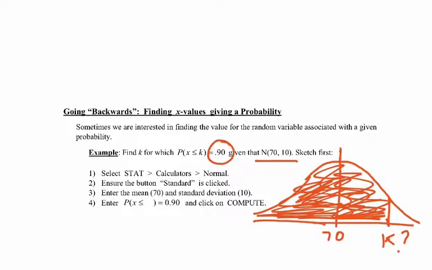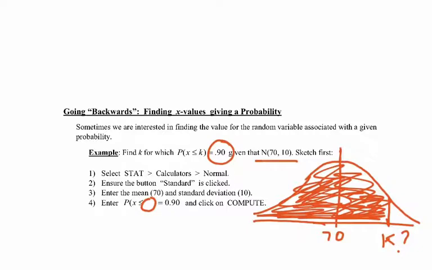You're going to go to Stat, Calculators, Normal, just like you did before. Select Standard again because I don't want to be between two numbers. I just want to be below one particular number. Be sure you put in the mean of 70 and the standard deviation of 10, and I'm actually doing this with you. And then in the line below where it says P of x is less than, this little section right here, since that's what we're trying to figure out, you're going to leave that blank. You're literally going to leave it blank in StatCrunch, and then to the right of it, you're going to put equals 0.90 because you want that probability to equal 90%. Click Compute.